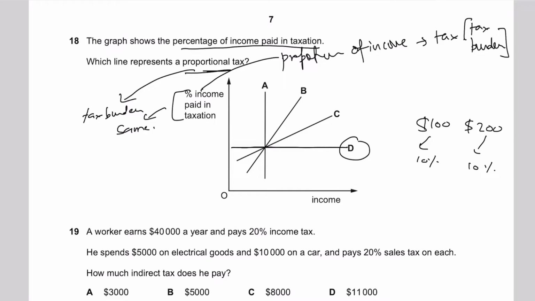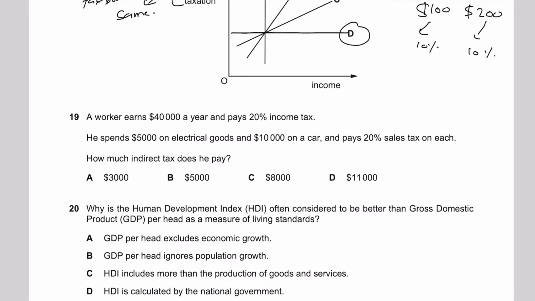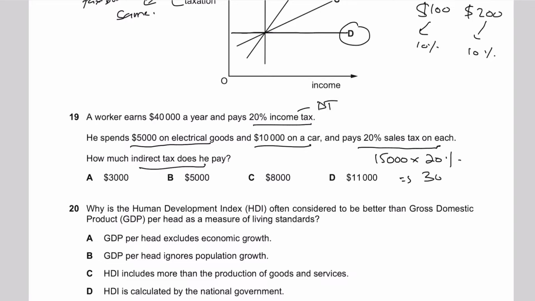So 18 is D. 19 says a worker earns 40,000 a year and pays 20% of income tax, which is the direct tax. He spends 5,000 on electrical goods and 10,000 on a car and pays 20% sales tax on each. How much indirect tax does he pay? So his total expenditure is 15,000, and out of that, obviously 20% sales tax is imposed. So how much is the sales tax? 3,000 should be the answer. So 19 is actually A. Your sales tax is your indirect tax, like I told in the previous MCQ as well.